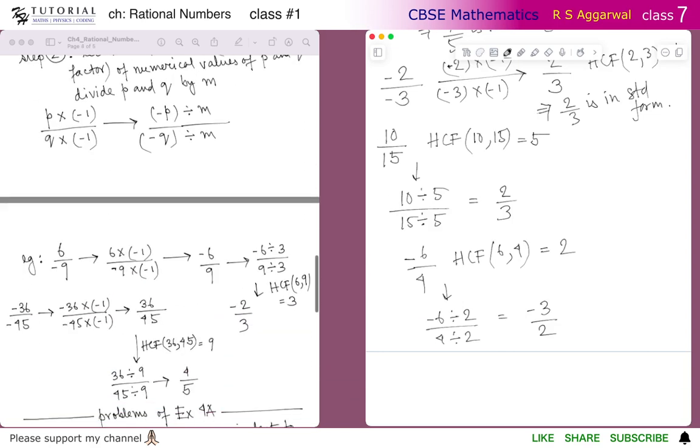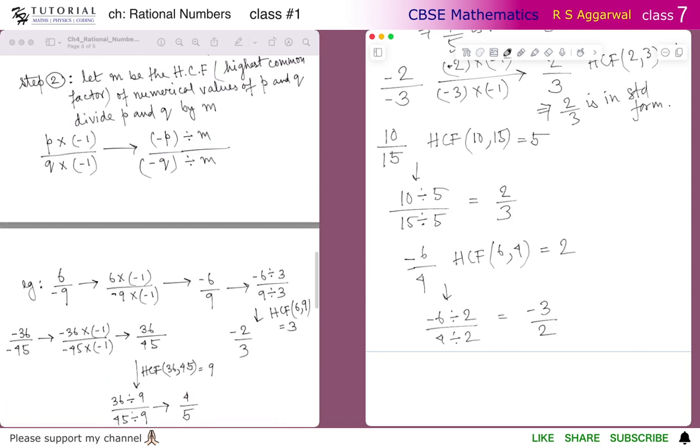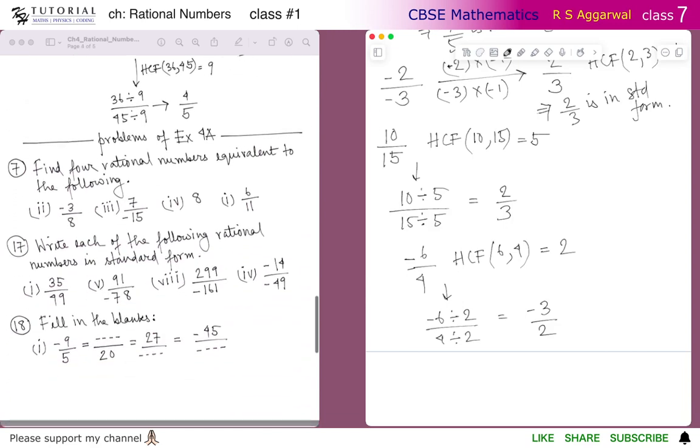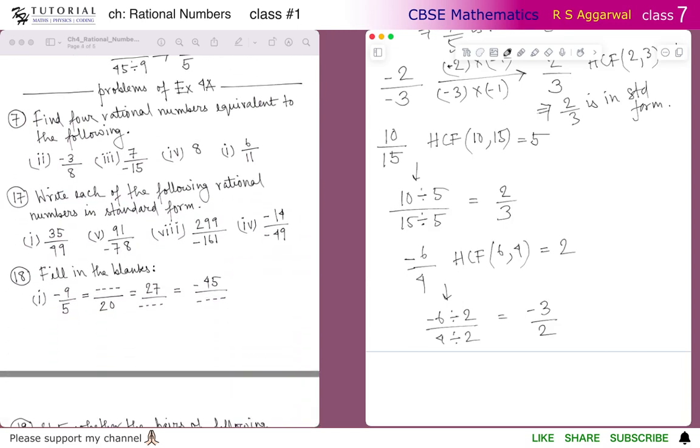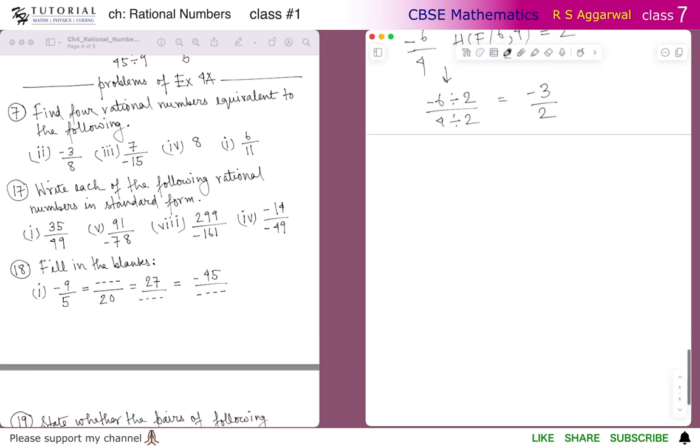So, that was all regarding the topics that I wanted to discuss in this video. Now, let's start solving some problems based on this topic from exercise 4a. Question number 2. The question is, find 4 rational numbers equivalent to each of the following rational numbers. It's asking to find 4 rational numbers equivalent to minus 3 by 8.